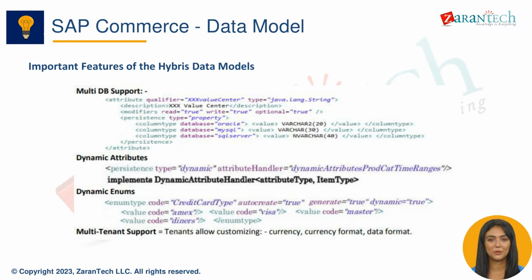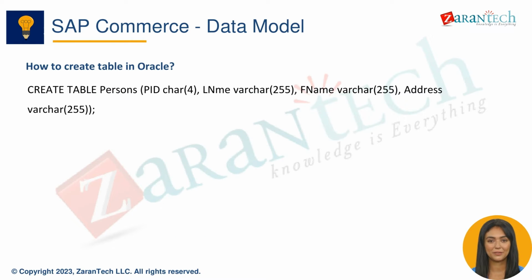To create a table in Oracle, we can use standard SQL DDL. Create table persons, PID char 4, LNME varchar 255, FName varchar 255, address varchar 255. To manage different data types across databases, Hybris uses items.xml. This contains the logic to create tables and define structure. At runtime, Hybris generates database-specific DDL based on items.xml. This provides consistency across different database backends.